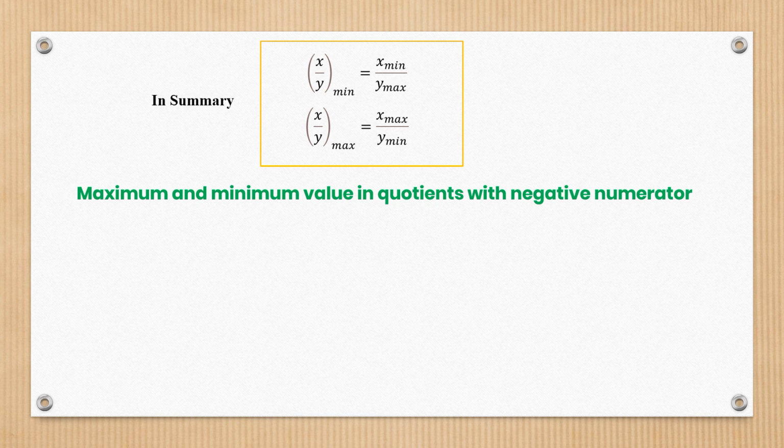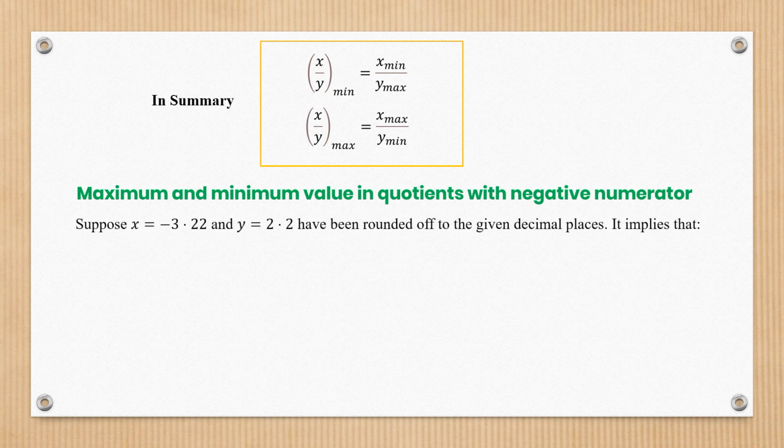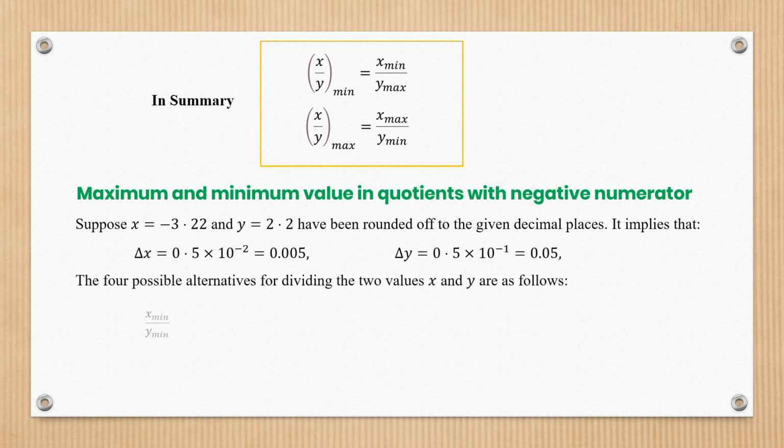Alright, so let's look at the case where we have maximum and minimum value in quotients with a negative numerator. So now we're going to suppose that x is negative 3.22 and y is 2.2. Let's see if the case shall actually be different. Now we can clearly see that x min over y min, which is the first alternative, shall be negative 3.225 over 2.15, which shall give me negative 1.5. So observe that in this case we're going to have a negative here, so this means that something will actually be different.